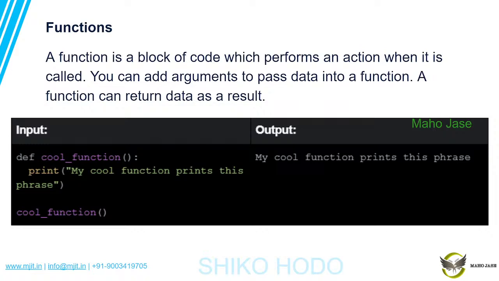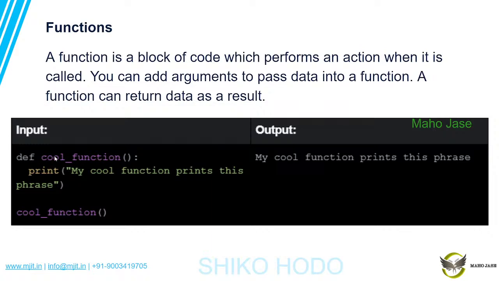A function is a block of code which performs an action when it is called, and you can add arguments to pass data into a function, and a function can return data as a result. See here below the input and output. For input, we are creating a function, a simple example of a cool function.